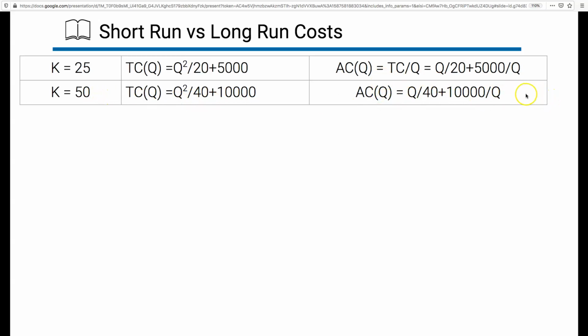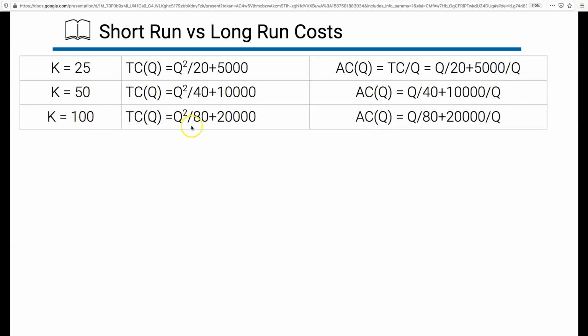Let's double the capital one more time. For the capital of 100, total costs are q squared over 80 plus 20,000. Average costs are q over 80 plus 20,000 divided by q. So basically, in the short run, for every level of capital, I will get a distinct total cost and distinct average cost.